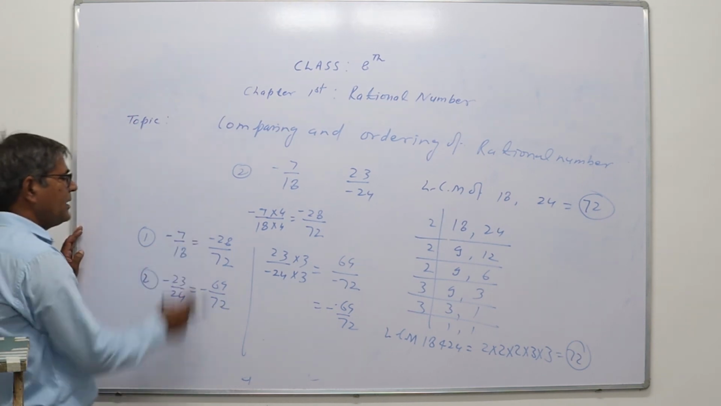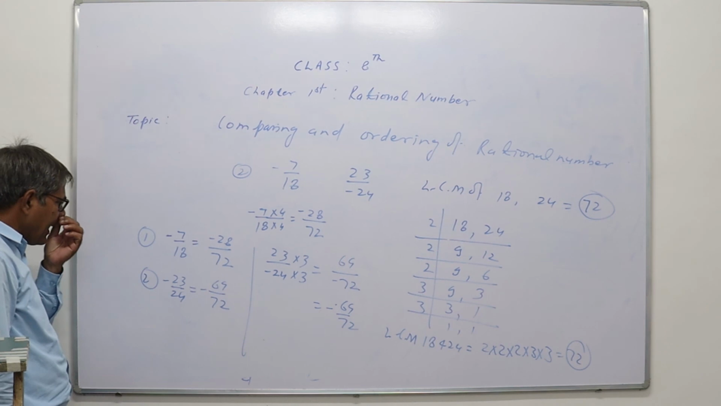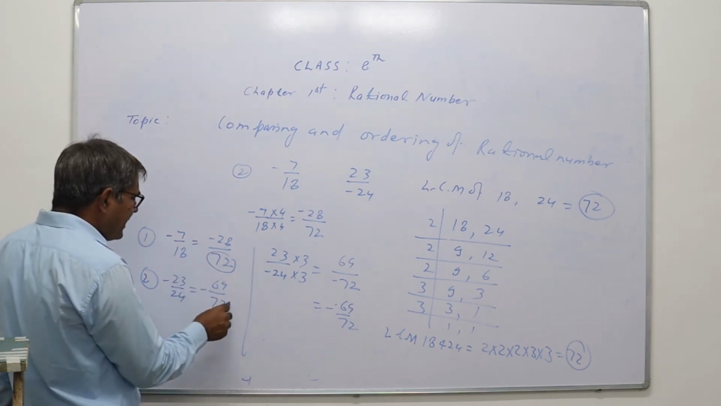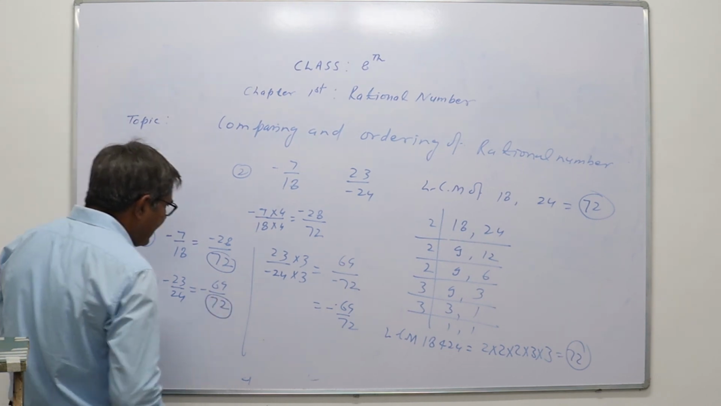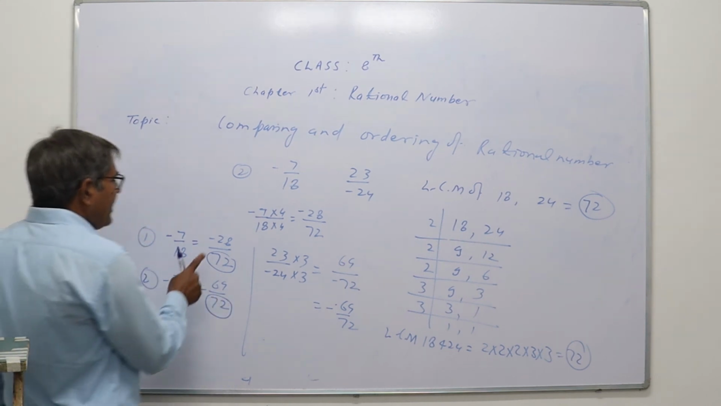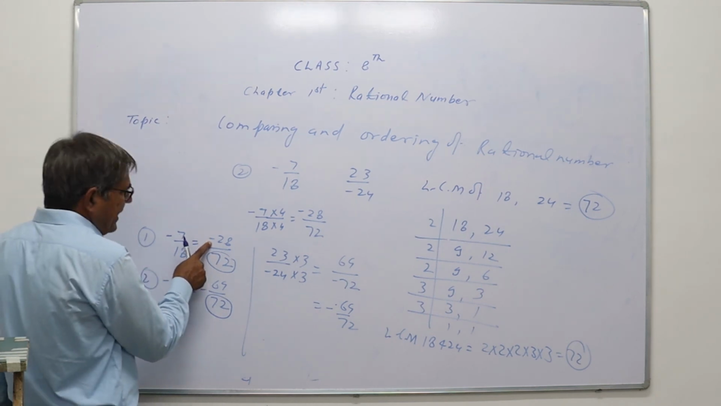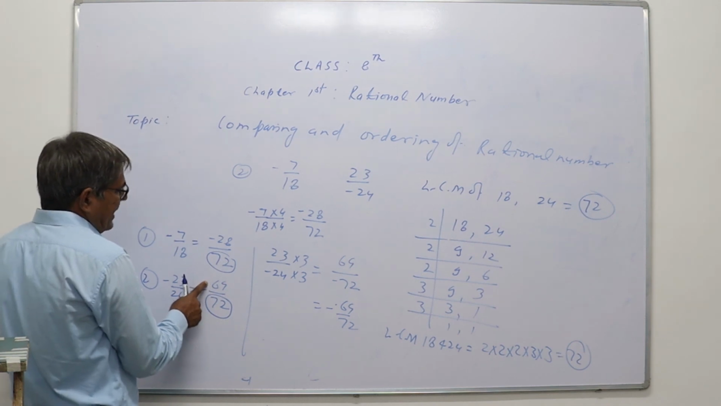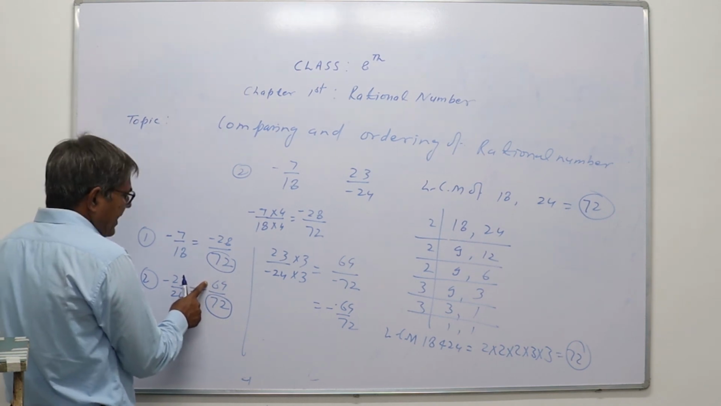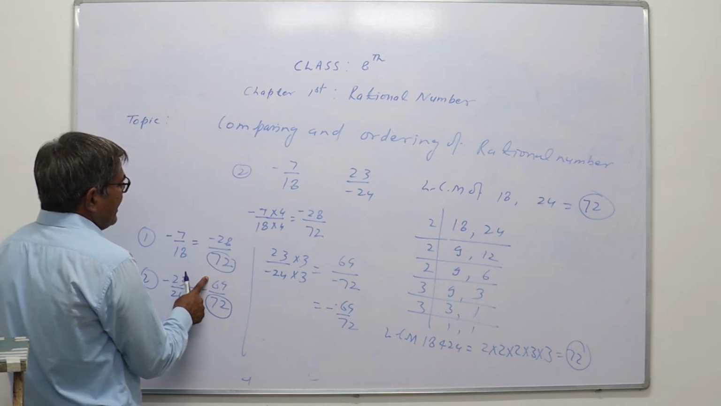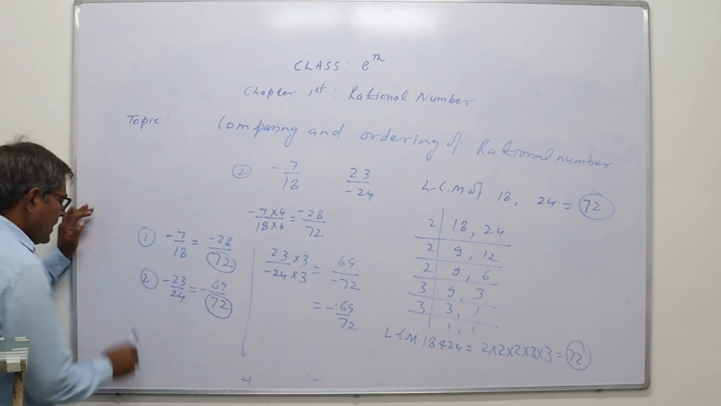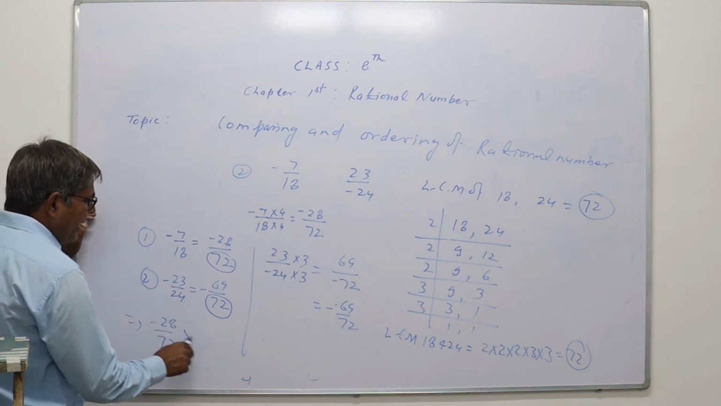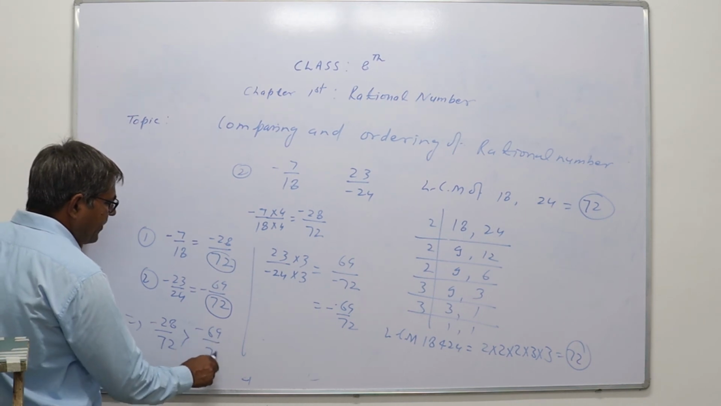Now see, both the rational numbers are negative and the denominator is the same. If both the rational numbers are negative and the denominator is the same, then the one whose numerator has the smaller absolute value, that fraction will be greater than the other fraction. So here minus 28 upon 72 will be greater than minus 69 upon 72.